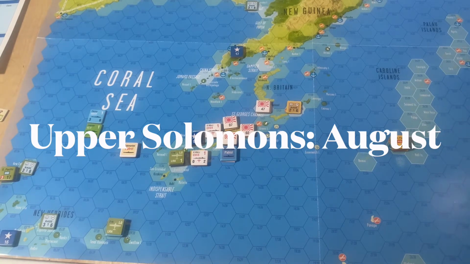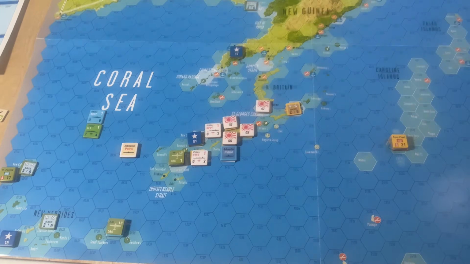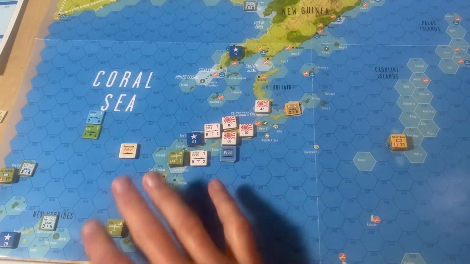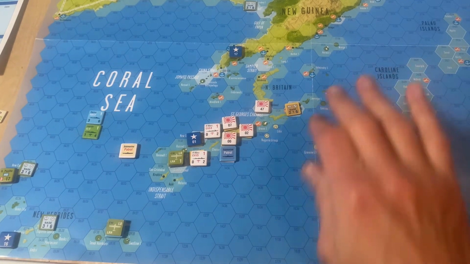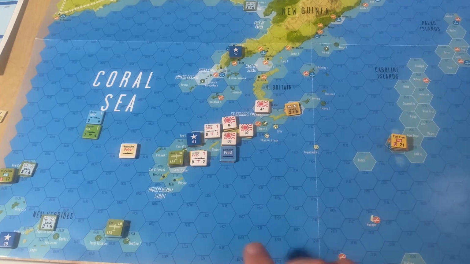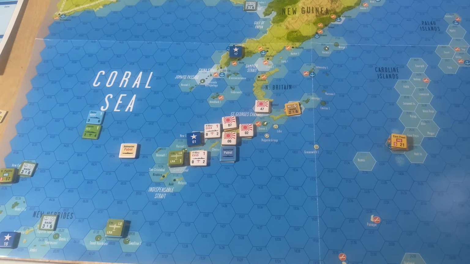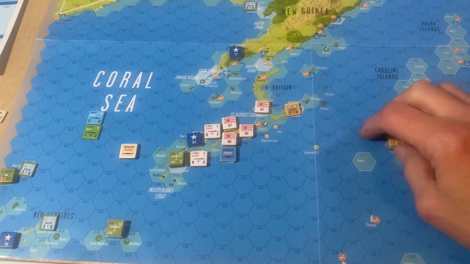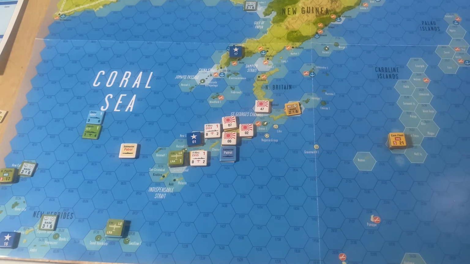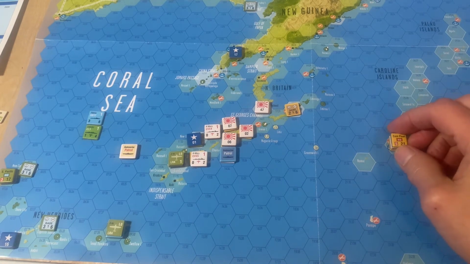All right, the beginning of August turn in 1943, I'm going to give you a little bit of the state of affairs on this campaign and this theater as it stands right now. First of all, the Allied side has captured New Georgia in the month of August. They did that on the last really mini operation that they managed to force a retreat. That could have gone either way.